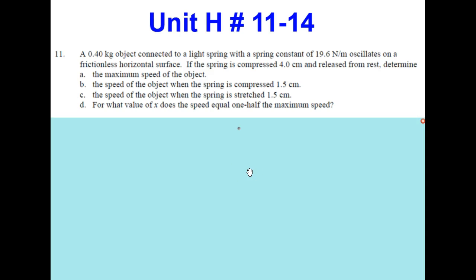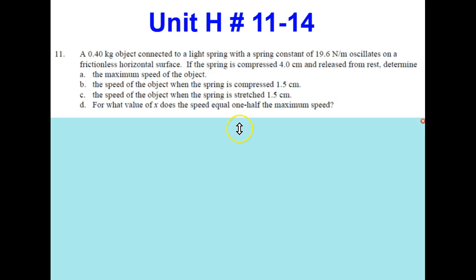11. A 0.4 kilogram object connected to a light spring with a spring constant of 19.6 newtons per meter oscillates on a frictionless horizontal surface. If the spring is compressed 4 centimeters and released from rest, determine the maximum speed of the object, the speed when it's compressed 1.5 centimeters, the speed when it's stretched 1.5 centimeters, and for what value x does the speed equal 1/2 the maximum speed.